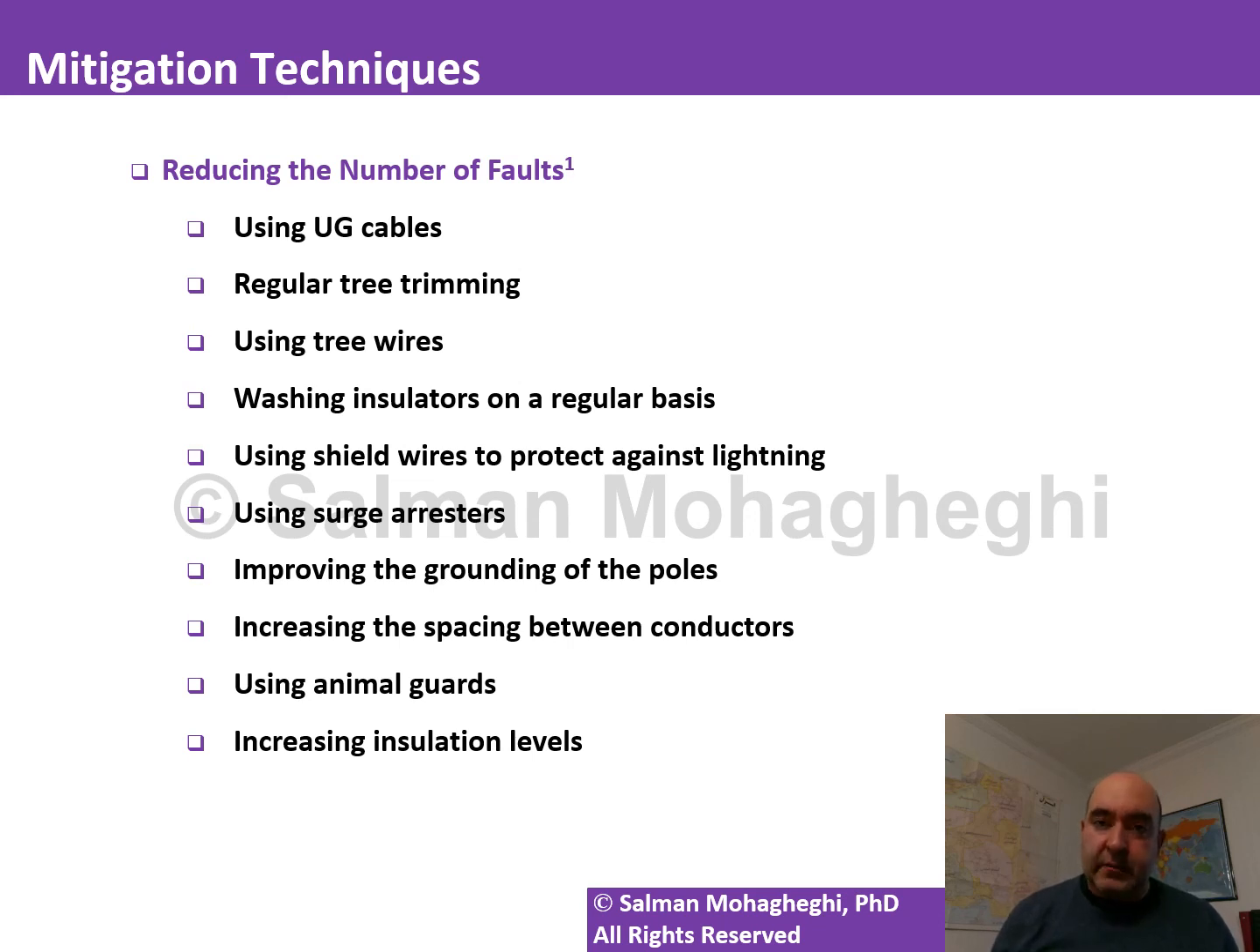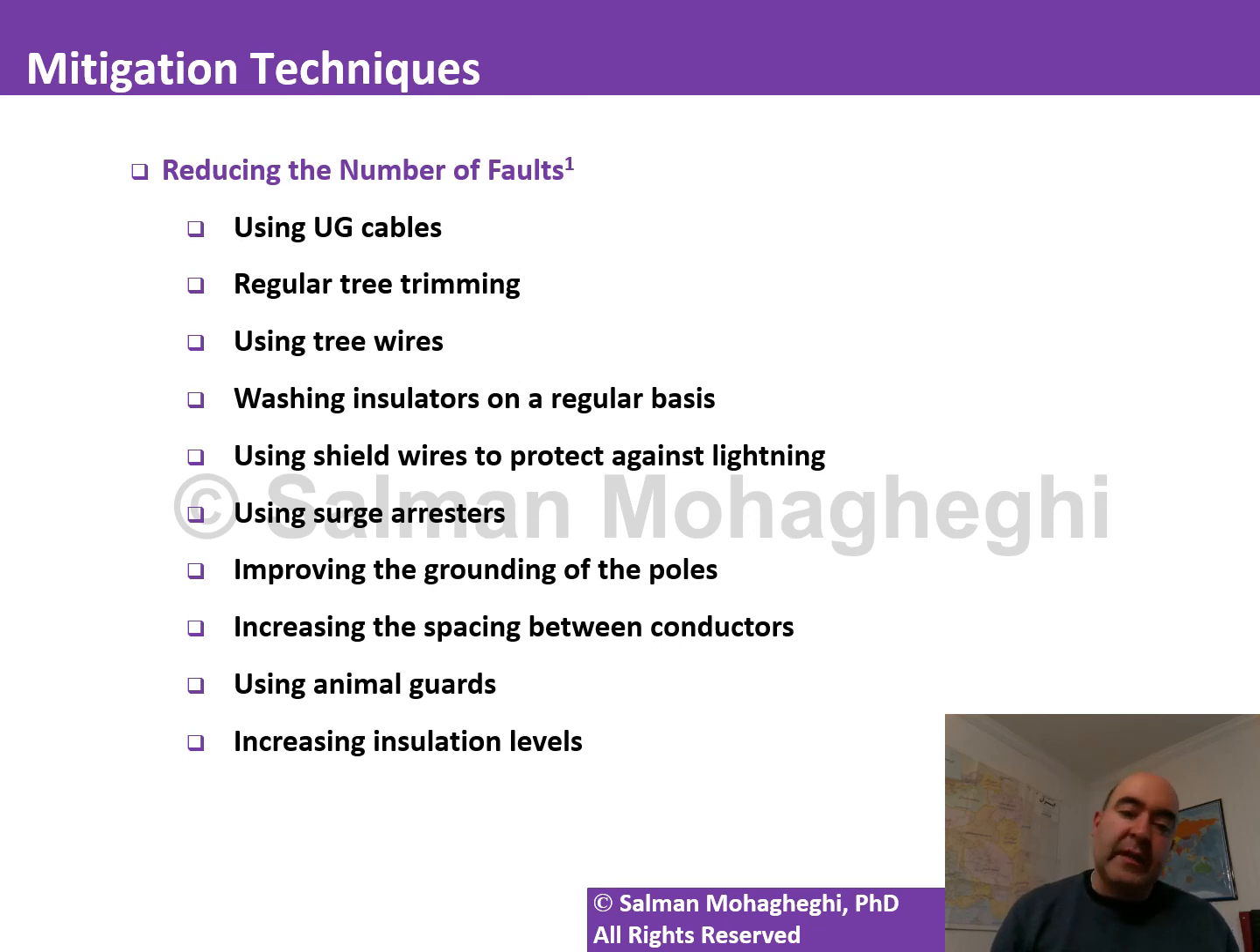Both these solution techniques divert, for example, lightning energy into ground. So that means that the grounding of the poles is extremely important. If you have a low impedance grounding system, what happens is this energy will be quickly dissipated into ground, which is exactly what you want. So improving the grounding of the poles is another mitigation technique that utilities adopt.